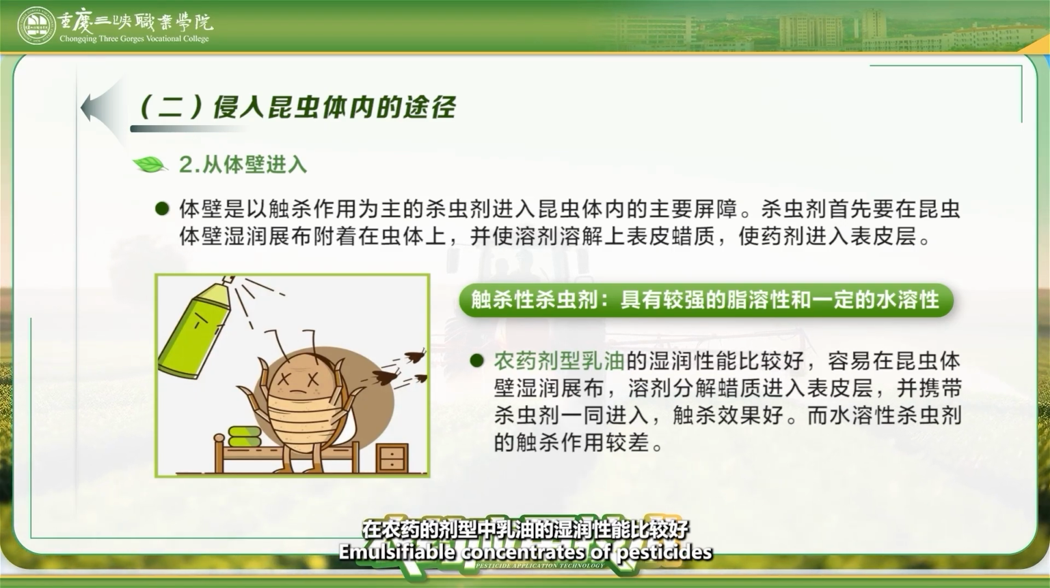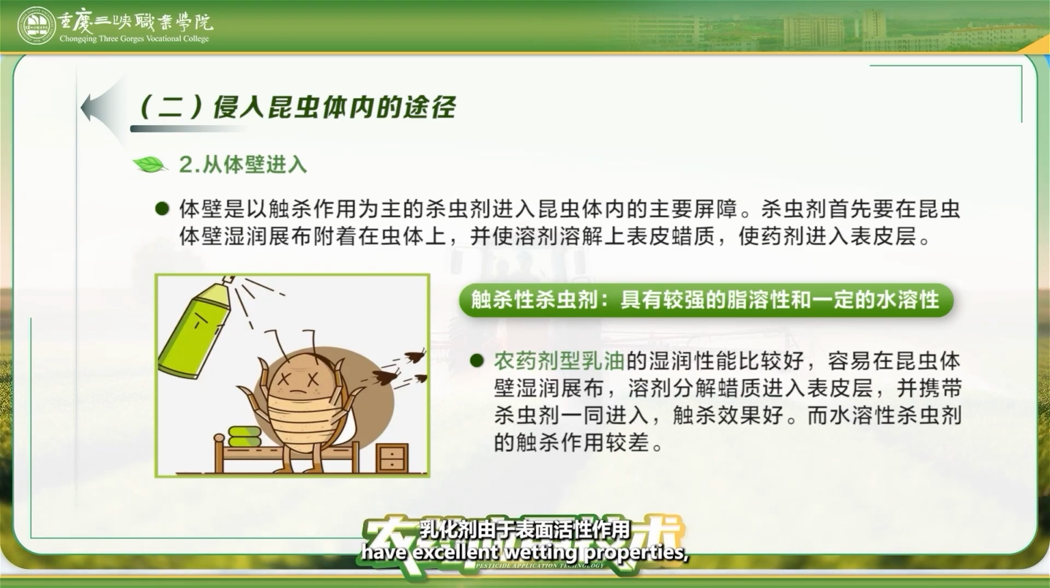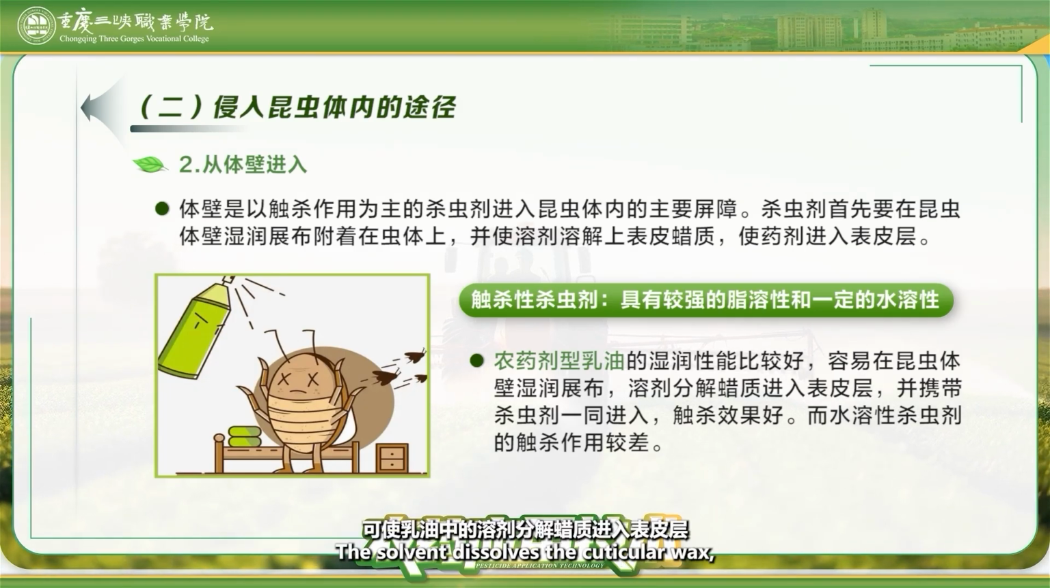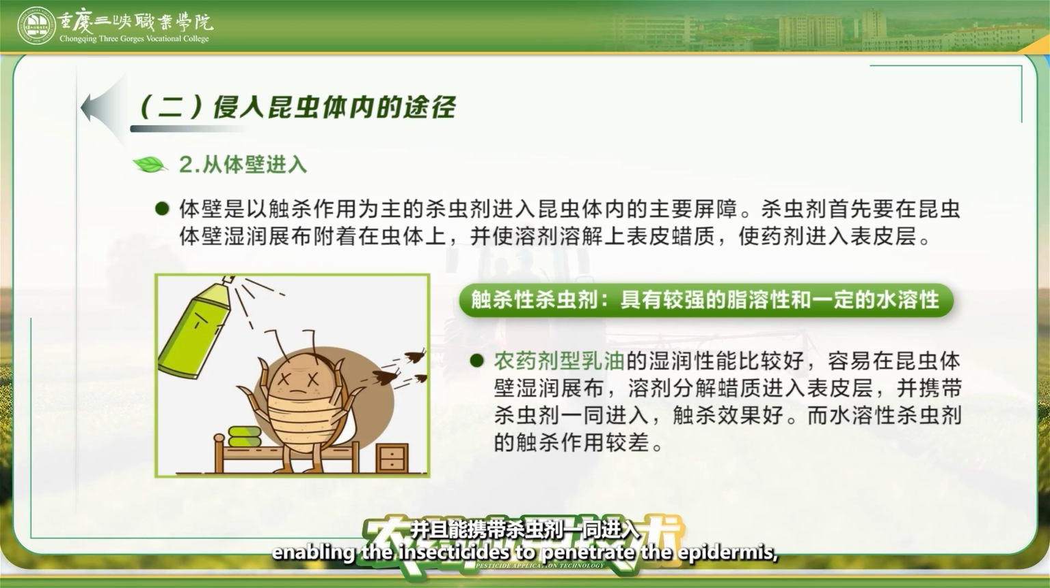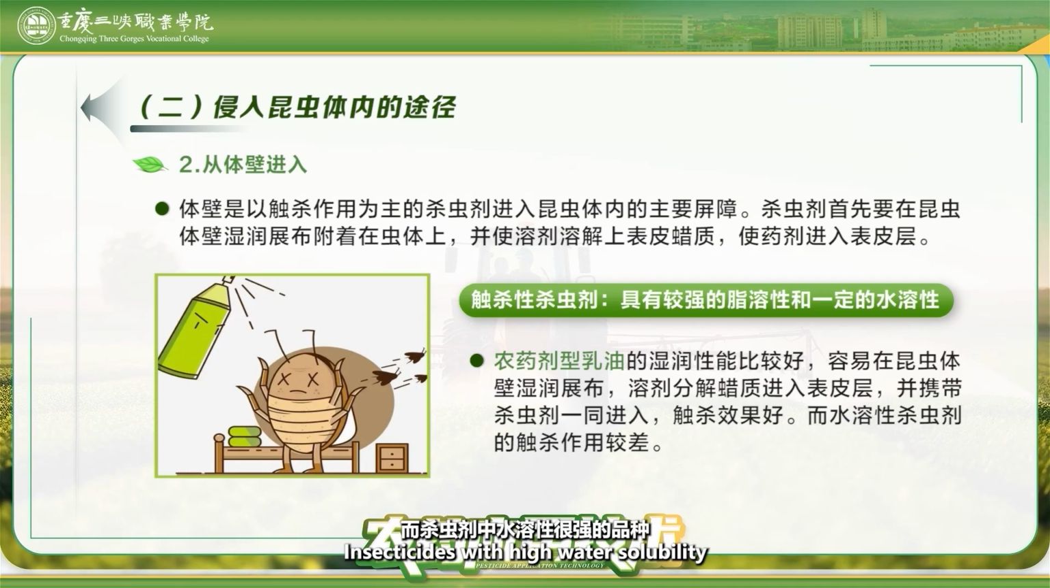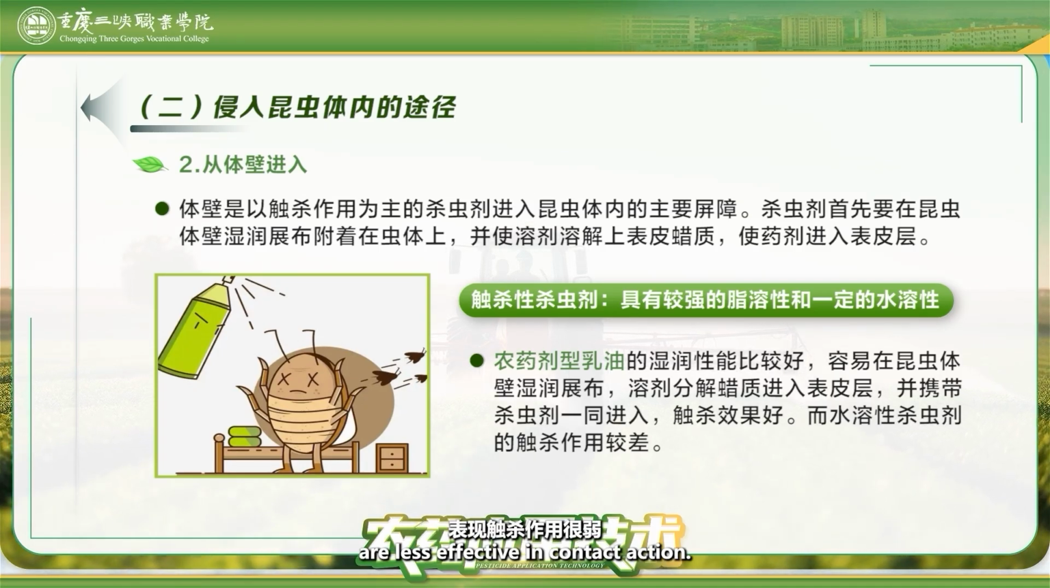Emulsifiable concentrates of pesticides have excellent wetting properties, allowing them to wet, spread easily across insects' integument. The solvent dissolves the cuticular wax, enabling the insecticides to penetrate the epidermis, resulting in a potent contact toxicity. Insecticides with high water solubility are less effective in contact action.